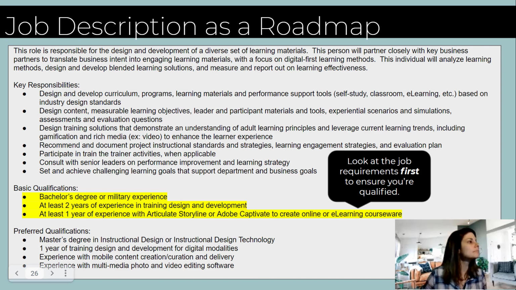All right. So you're going to use the job description as your roadmap. Focus on those basic qualifications first. Some companies require that you have all basic qualifications listed and will ask you to submit a questionnaire affirming that you meet them. Honesty is important.